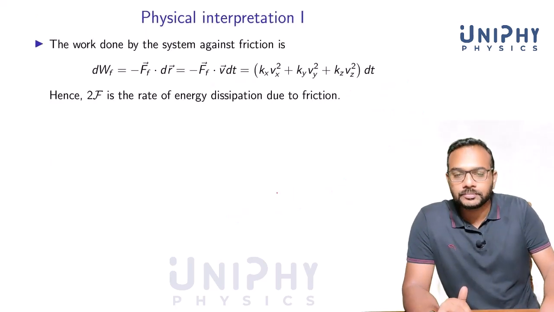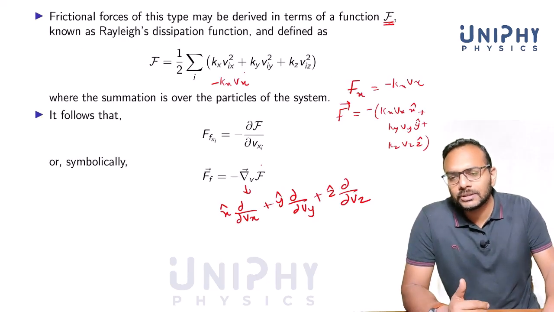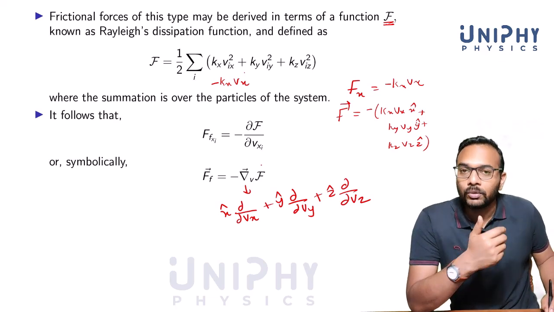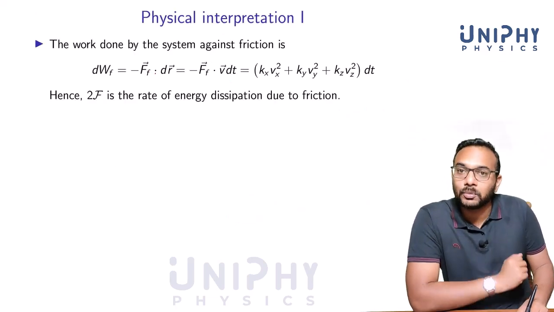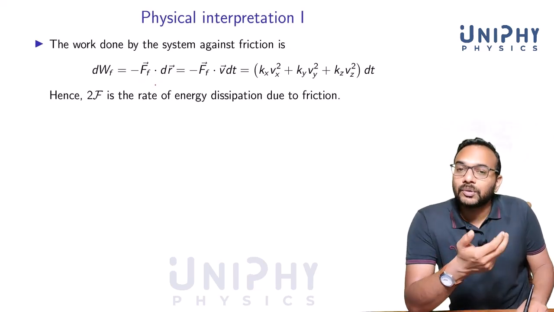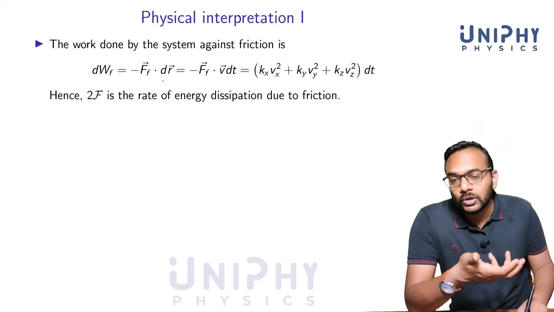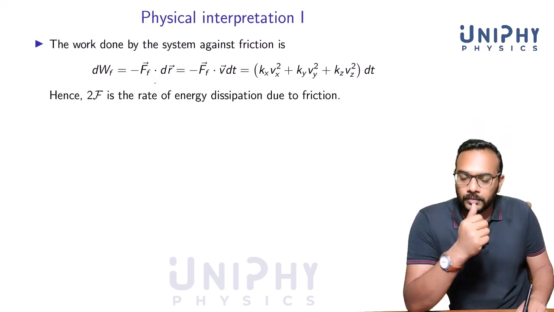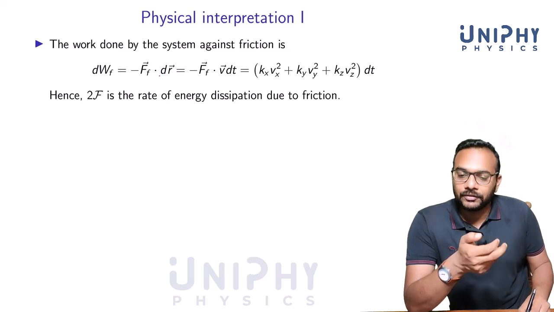Now, what's the physical interpretation? Is this quantity relevant physically? What's the physical relevance of this particular quantity called the Rayleigh's dissipation function? It can be seen by taking the work done by the force through a small displacement dr vector. That's f vector dot dr vector. That's the work done. If there's a small displacement and the force acting is f vector, then it is f vector dot dr vector.